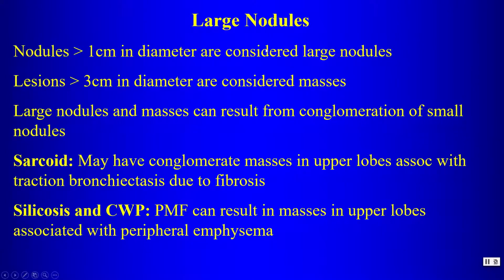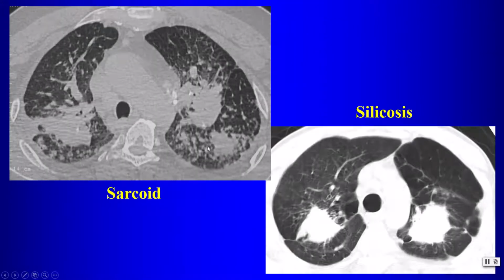Now large nodules. Nodules greater than 1 centimeter are considered large. If the lesion is greater than 3 centimeters, it's considered a mass. We no longer call it a nodule. So large nodules and masses might result from conglomeration of small nodules. So sarcoid can do that in the upper lobes. So we can see that with progressive massive fibrosis. We can also see progressive massive fibrosis with silicosis and coal workers pneumoconiosis.